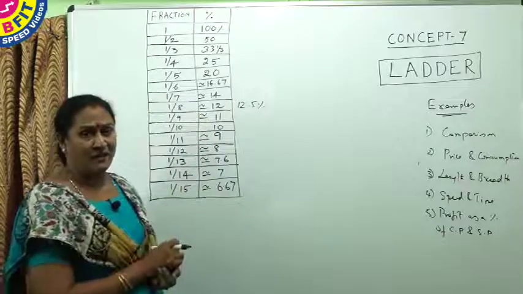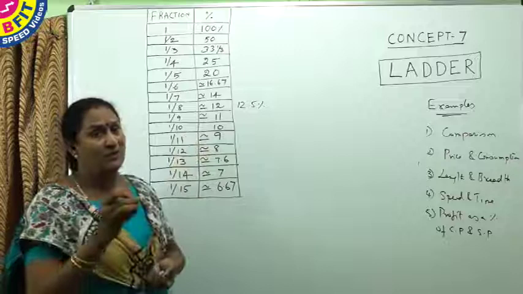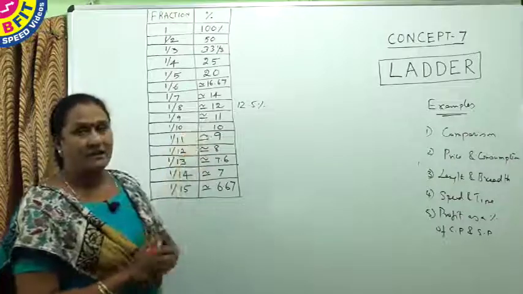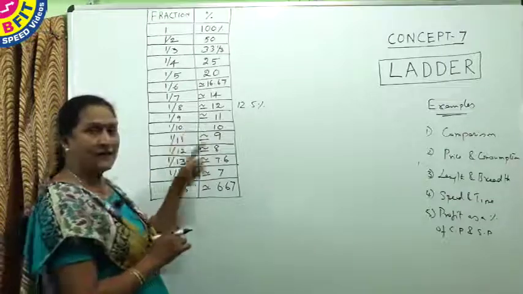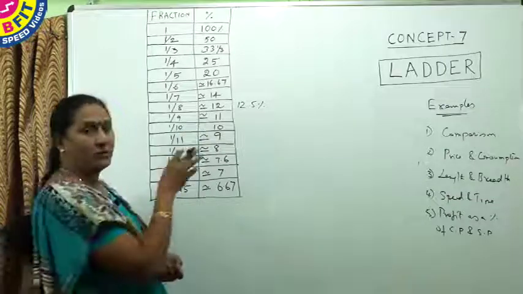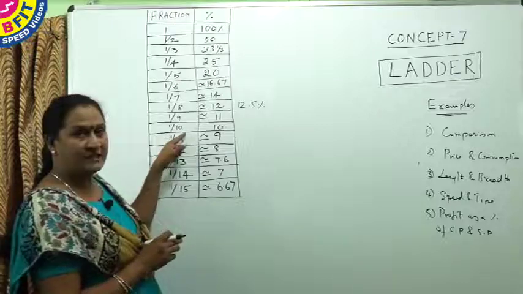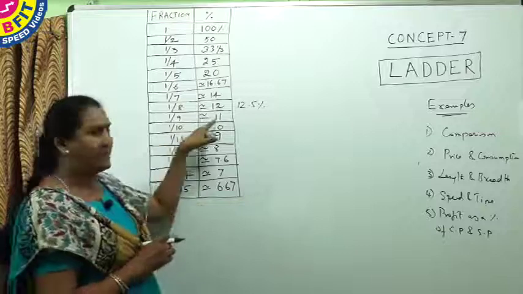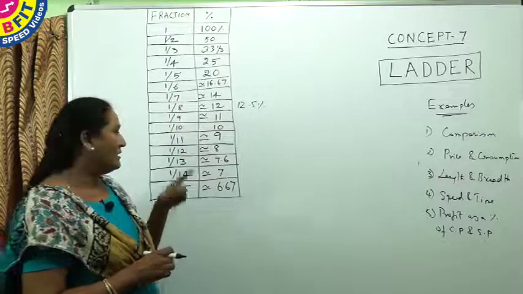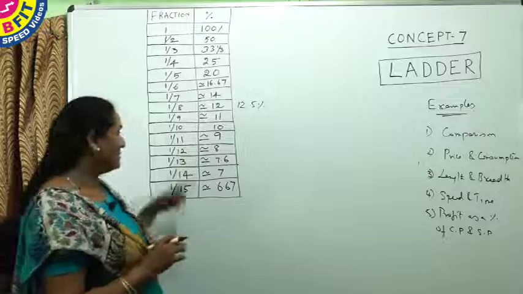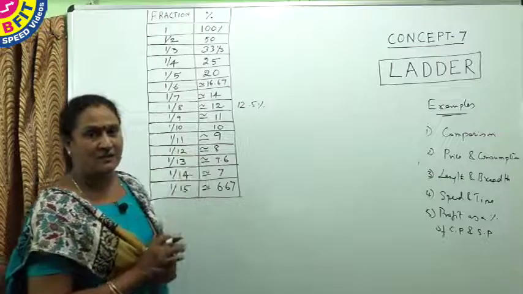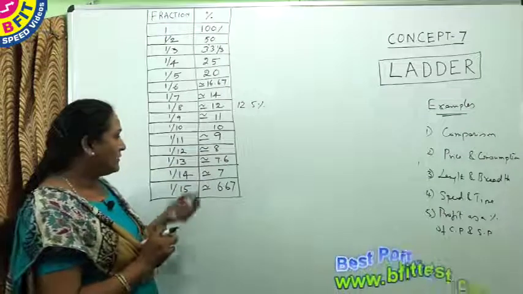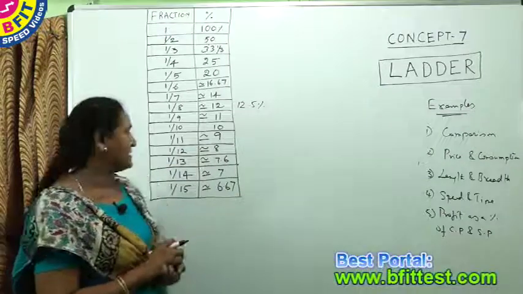And 1 by 9. Which number when multiplied with 9 gives 100? 9 11s are 99. So the approximate percentage is 11. 1 by 10 is exactly 10%, since 10 into 10 is 100. After this 10, when you check, all these values get reversed. So 1 by 9 is 11. What will be 1 by 11? 11 into 9 is 99. So 1 by 11 is approximately 9%. So it is easy to remember this ladder also. With this we can work out the questions easily.